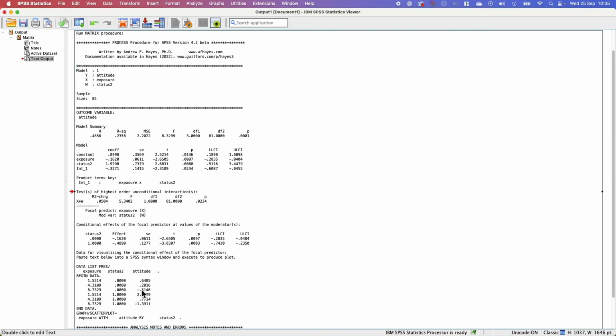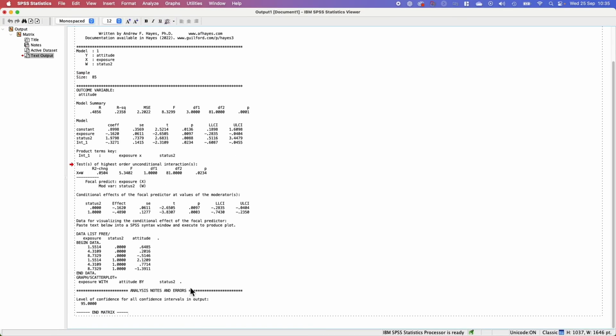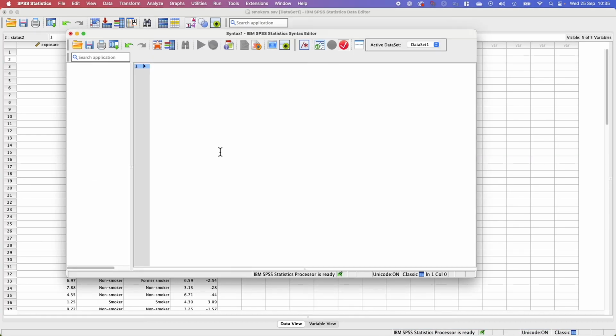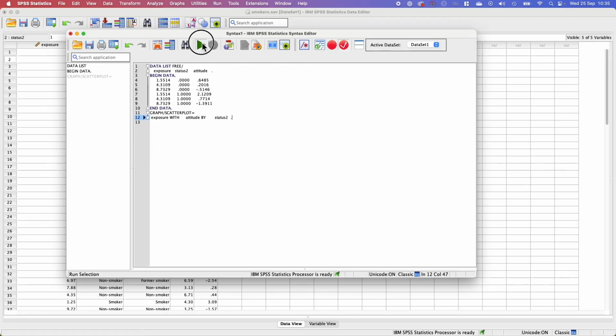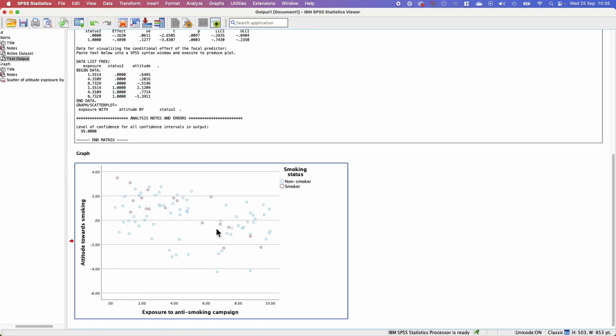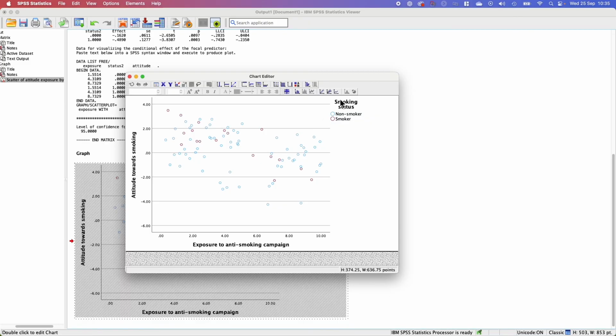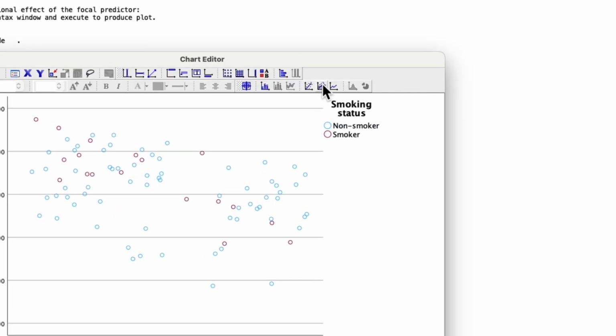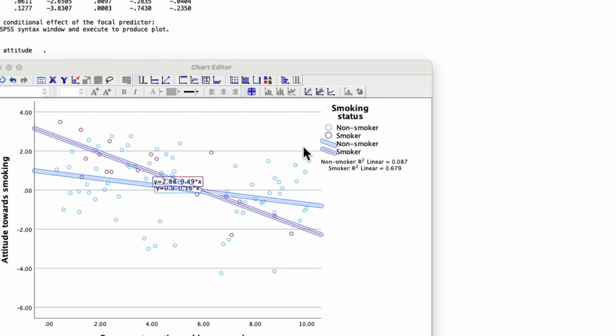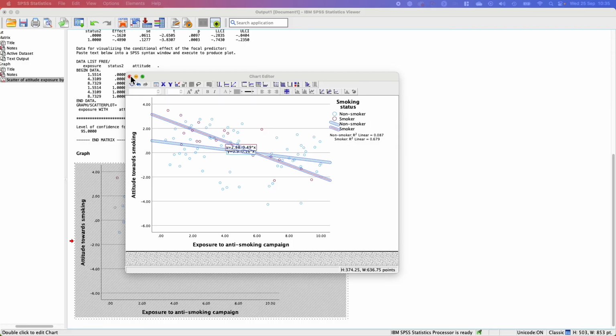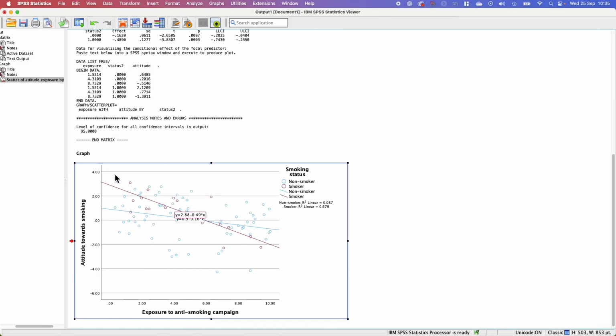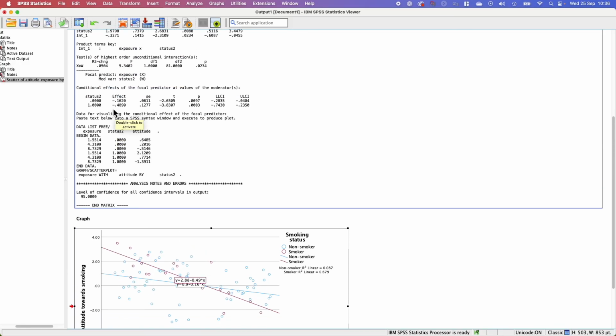To visualize this, we could use the code that we indicated that needed to be generated. So putting this in a syntax file and running it will generate this graph. If we double click on the graph and indicate that we want to show the fit lines for the different subgroups, in this case we have 2, we see the slopes for the 2 groups that we have, and the values of these slopes correspond to what we see in the effect size for the non-smokers and the smokers.